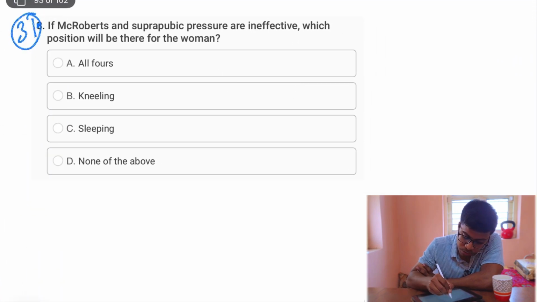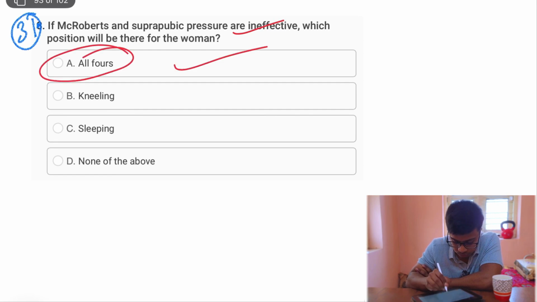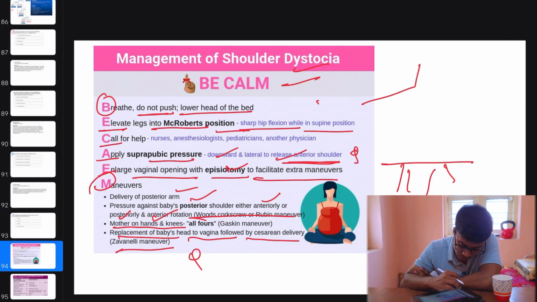Then, if McRoberts and suprapubic pressure are ineffective, which of the following will be done for the woman? All fours. We have to perform all fours. You have to just learn it by heart.